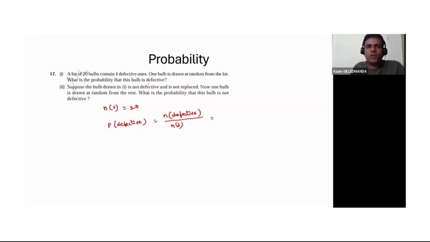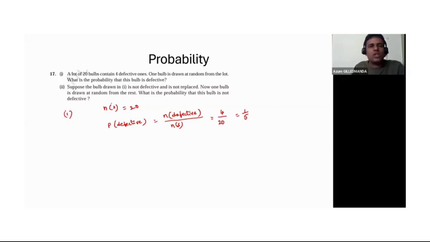So what is N of defective? How many defective bulbs are there? 4. So if I get any bulb from the defective, then that's a favorable outcome for that event, right? So how many such are there? 4. So the total favorable outcomes to get a defective bulb is 4 by 20. That is 1 by 5. Understood? Now the second one.